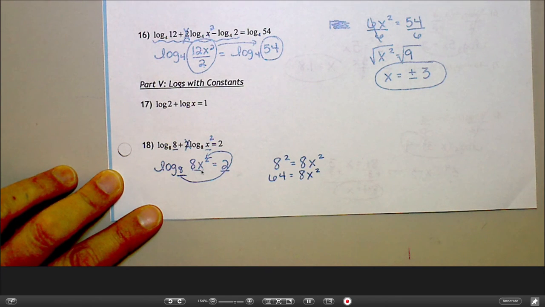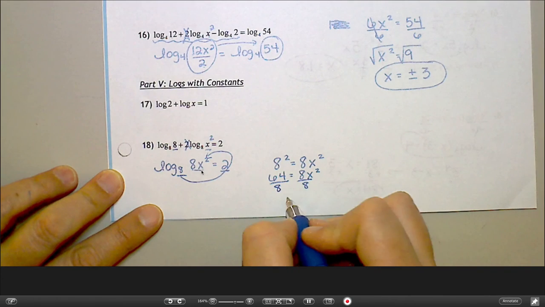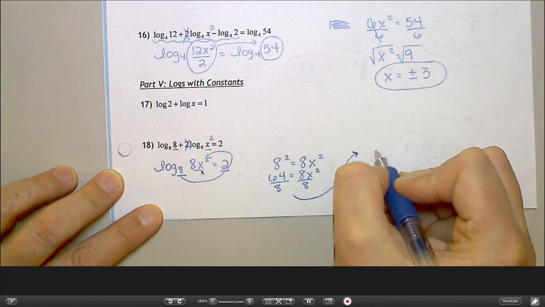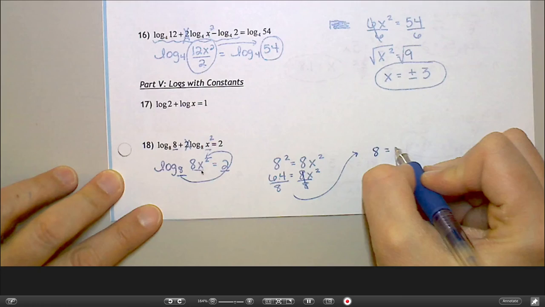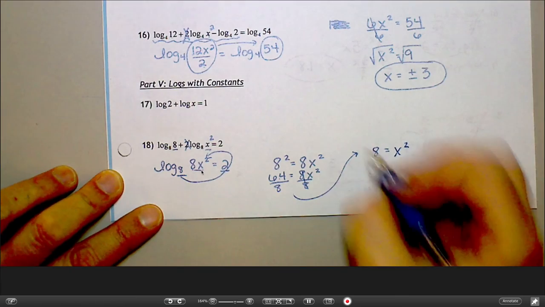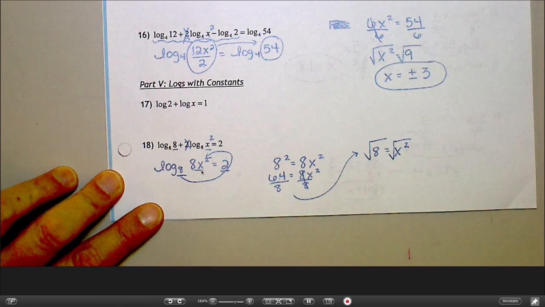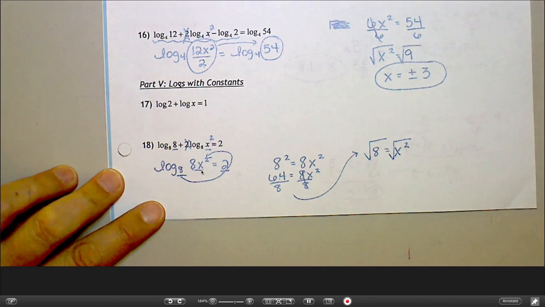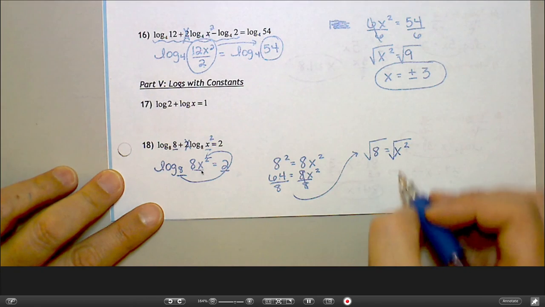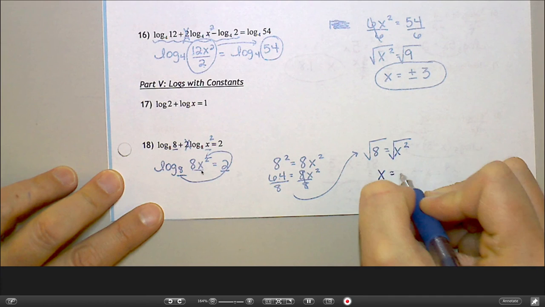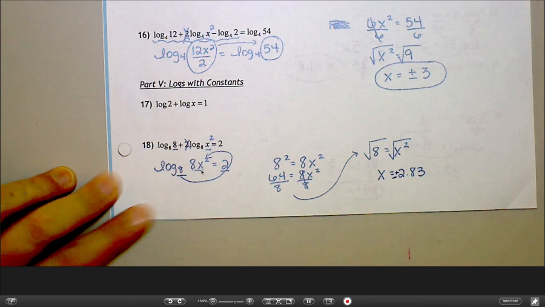Okay. Let's divide by 8. So now I get 8, because 64 divided by 8 is 8, equals x squared. And then let's take a square root. Now I'm going to get a decimal. That's okay. 2.83. Oh, and I guess that should be plus or minus 2.83 because we took a square root.